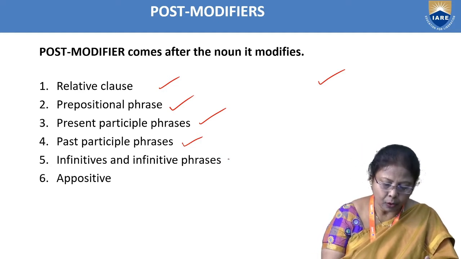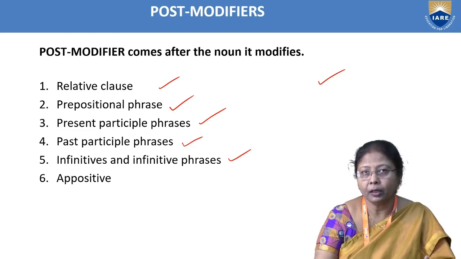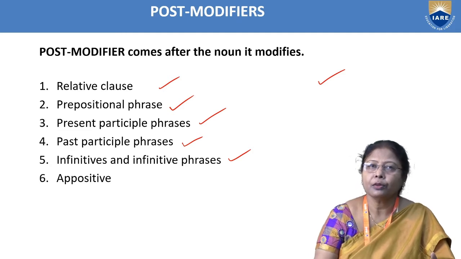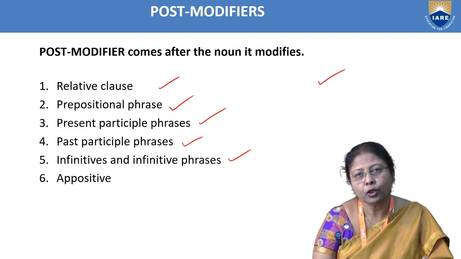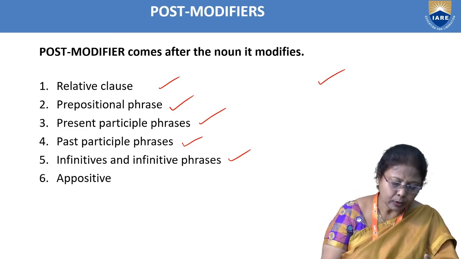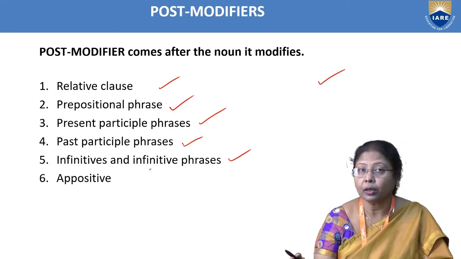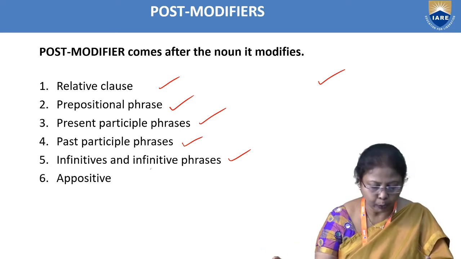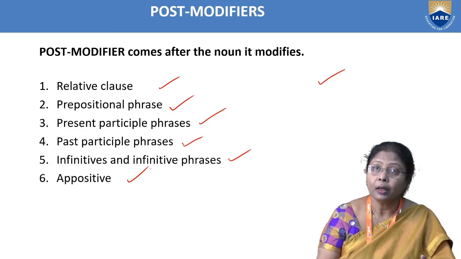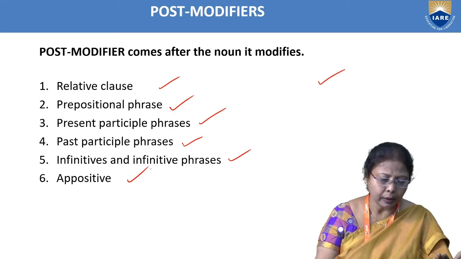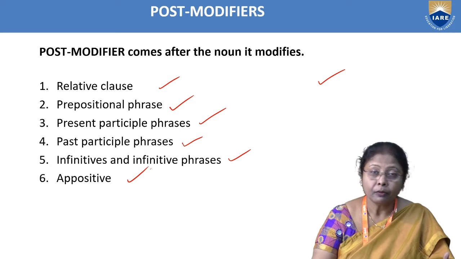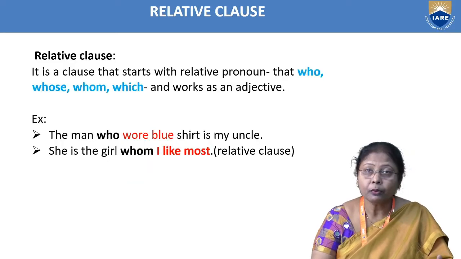And infinitives or infinitive phrases, the to-infinitive we call that. Everybody knows what an infinitive is. So these infinitives also act as post-modifiers and they come after the noun. And appositives. Appositive, it's not opposite. An appositive is also a post-modifier which comes after a noun. So let us go in detail with all these post-modifiers. Let's move on to the first one, that is a relative clause.